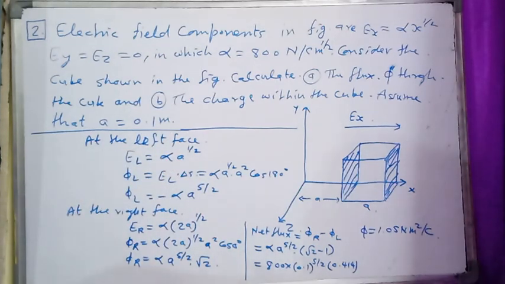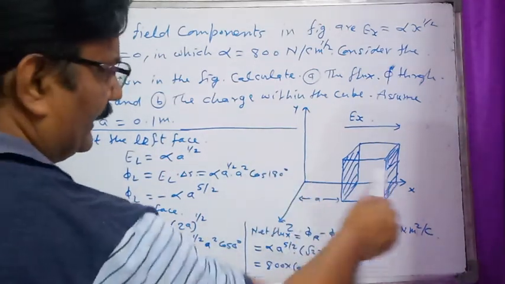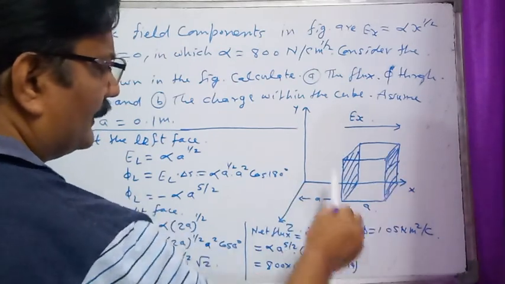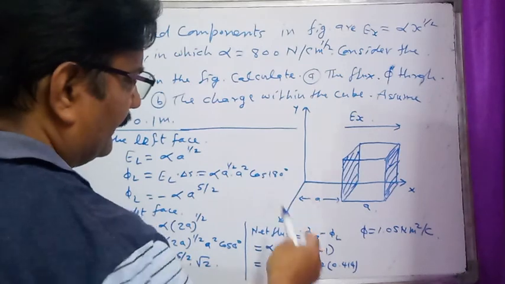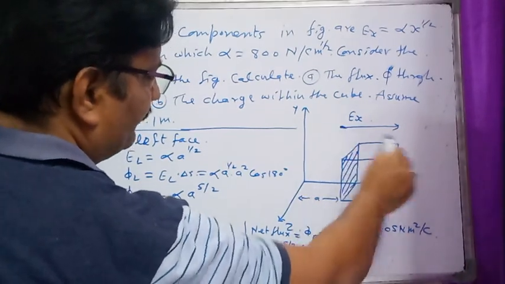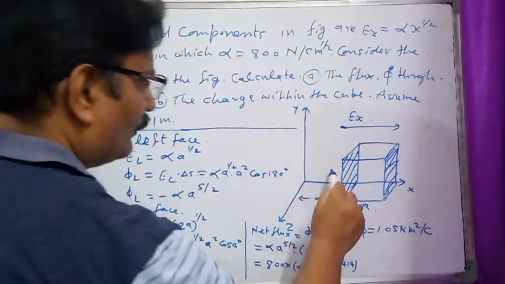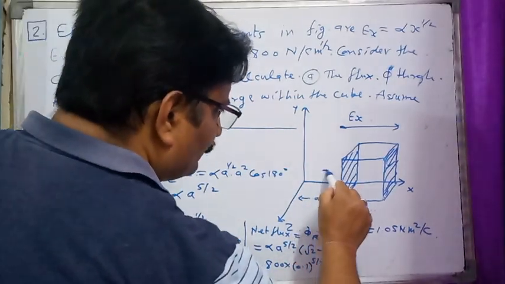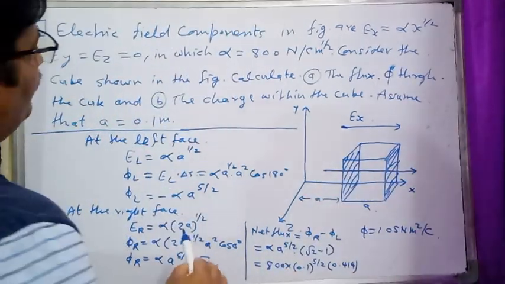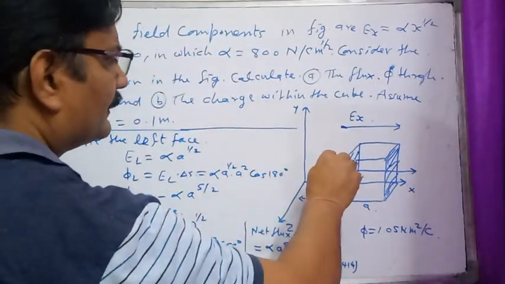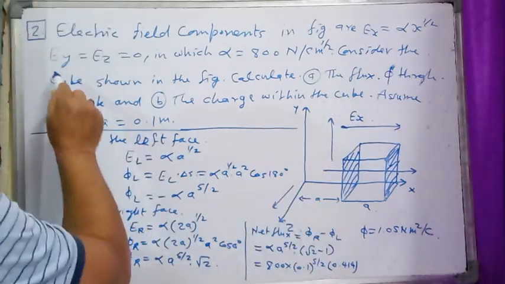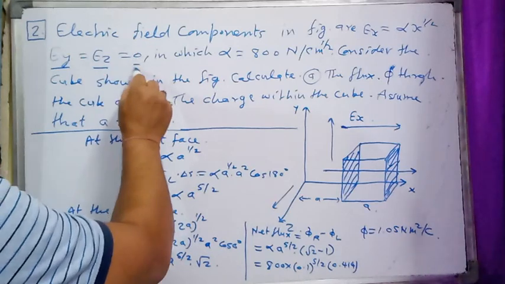So students, see as shown in the figure, this is x axis, y axis, z axis, and cube is here. The direction of the existing electric field Ex is in the direction of positive x-axis. So flux is going to pass through the cube along positive x-axis. But there is no electric field in the direction of y-axis or z-axis, as components Ey and Ez are given 0.